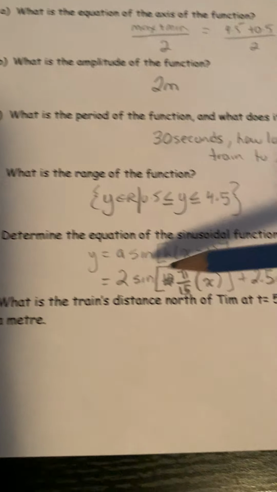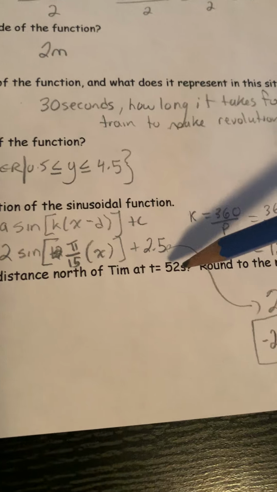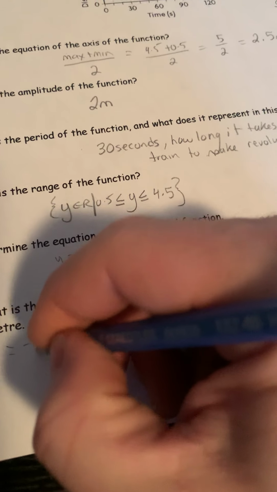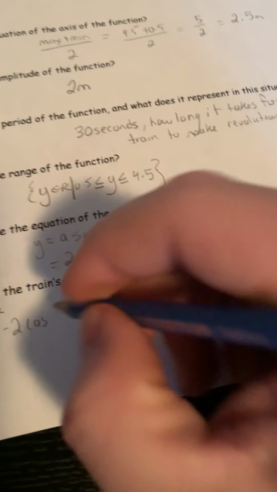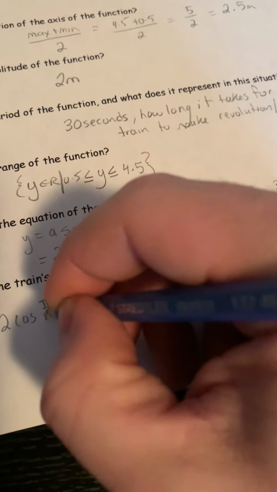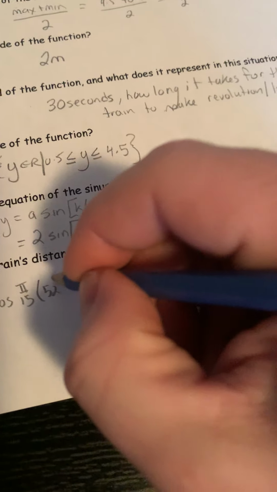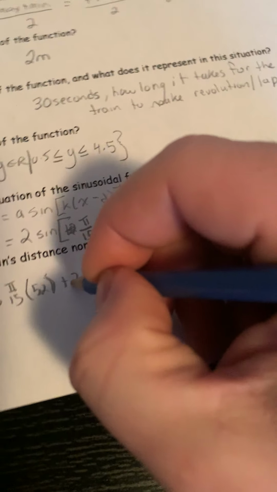Okay, lastly, what is the train's distance north of Tim at 52 seconds, round to the nearest hundredth of a meter? So it'll be negative 2 cos pi over 15 times 52 plus 2.5.